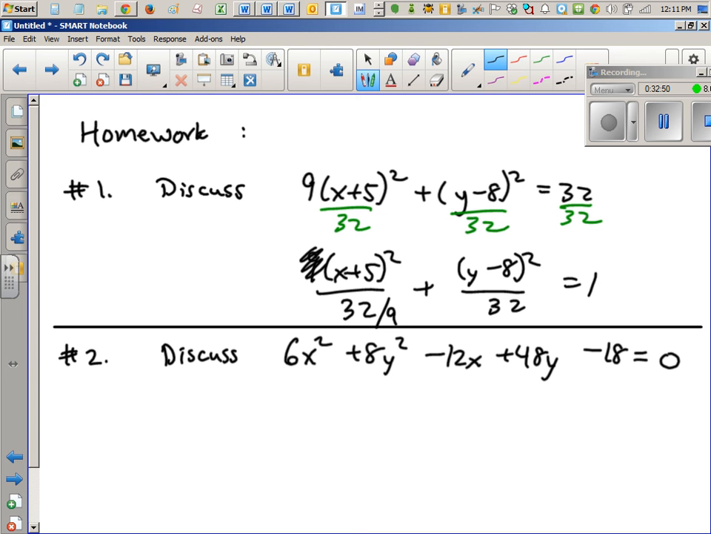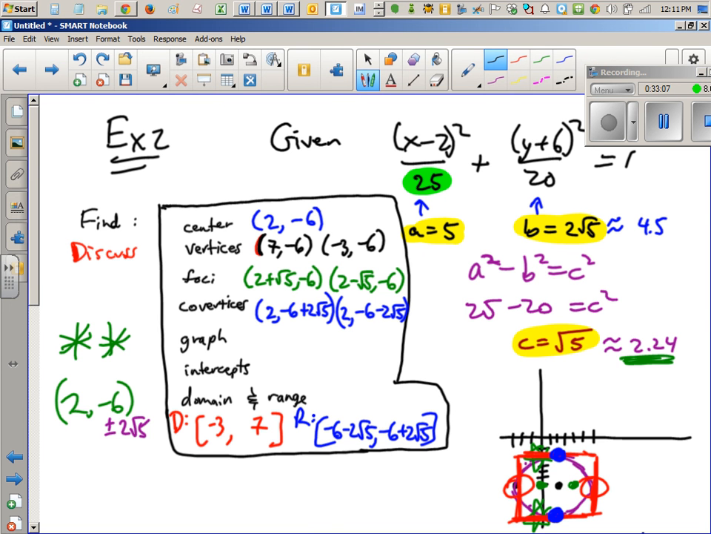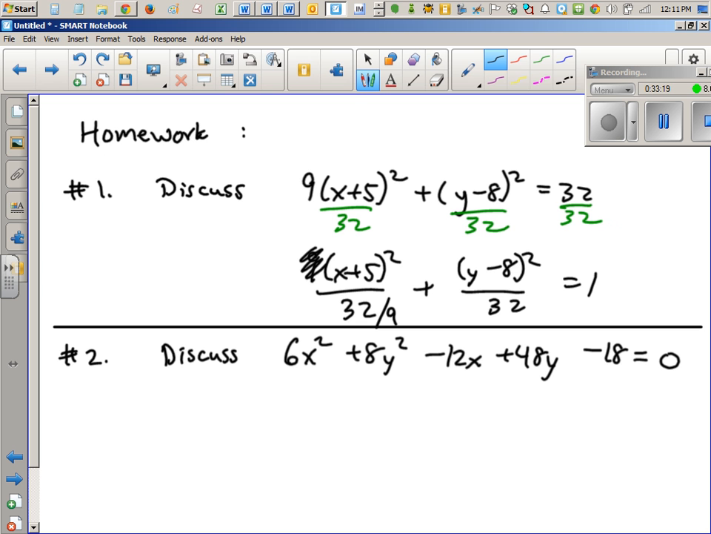You need to move that 18 to the side. Okay, so go ahead and add the 18 over. Are we just putting it into standard form, or what are we finding? They're trying to get it in standard form. But discuss, remember what discuss means. Oh, we have to do the entire list of things. Let me show you again what discuss means for your homework. Okay, so Discuss: center, vertices, foci, co-vertices, graph, intercepts, domain and range. There's a lot to do.